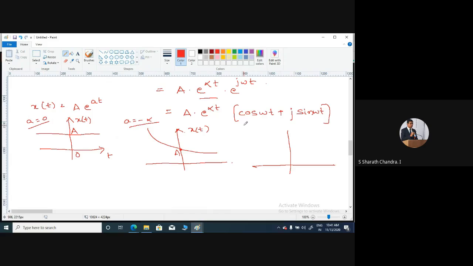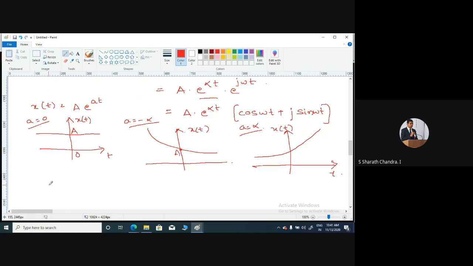And now I'm saying that whenever a is equal to alpha, that is a positive real value, where the imaginary value is 0 in that case. You could see that it is a rising exponential when a is equal to alpha, and x of t, this complex exponential, will be represented with a growing exponential.